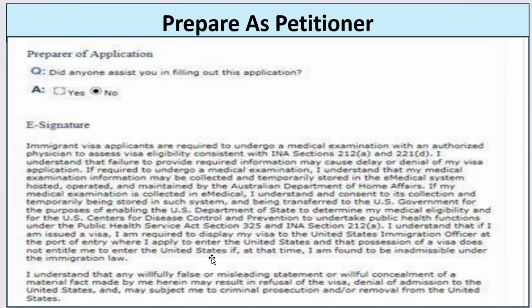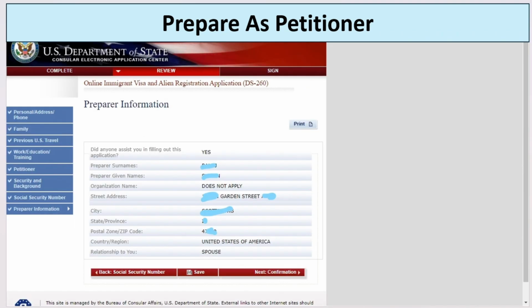If you file it as the petitioner, you must put yourself as a preparer. Did anyone assist you in filling out this application? You must click yes, and then add yourself as a preparer. I'm talking here about the petitioner. You must add your full name, last name, organization name, street number, city, state, zip code, country, and relationship to the applicant. In this example, the petitioner is a spouse.